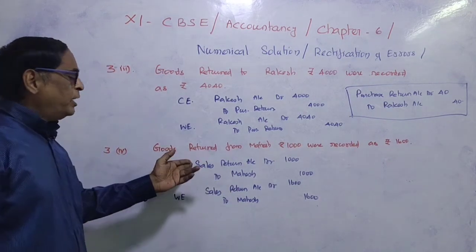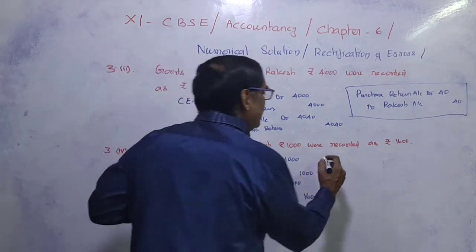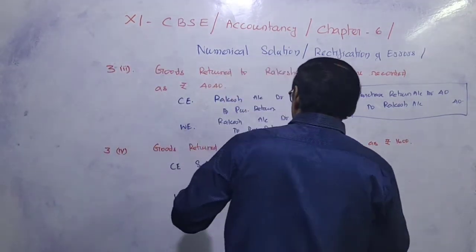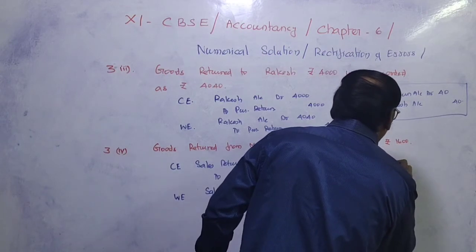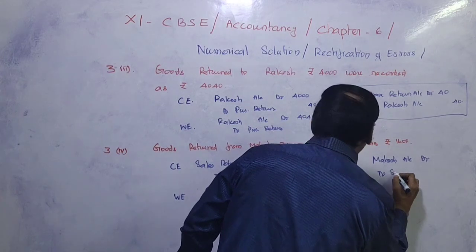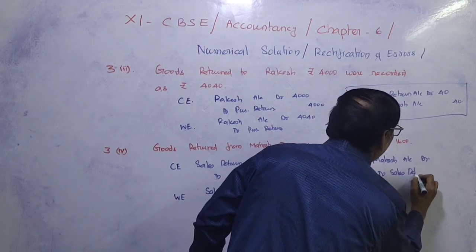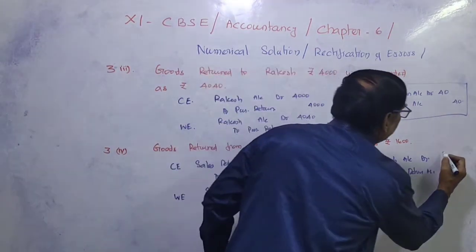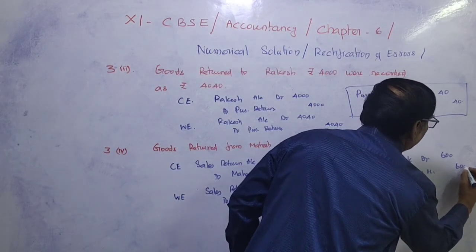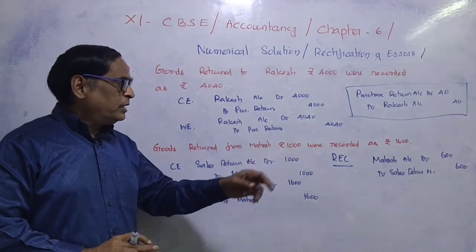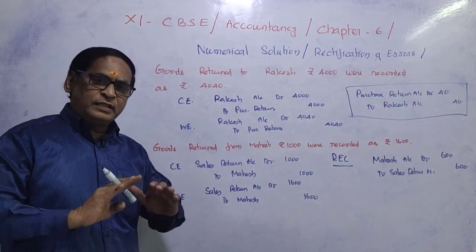So Makesh account debit to sales return, that is a rectification entry. So the rectification entry will be Makesh account debit to sales return credit. How much is that amount? 600 rupees, the balance. So the narration will be: goods returned from Makesh rupees 1,000 recorded as 1,600 was now rectified.